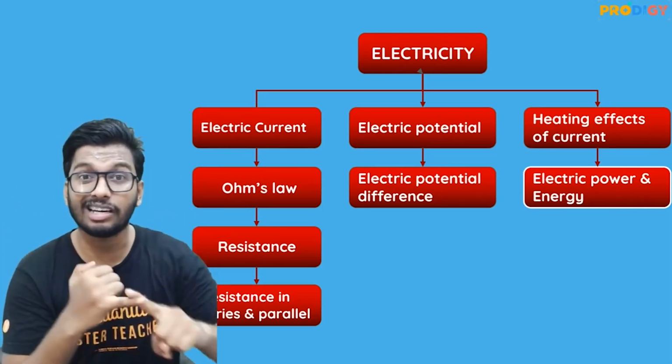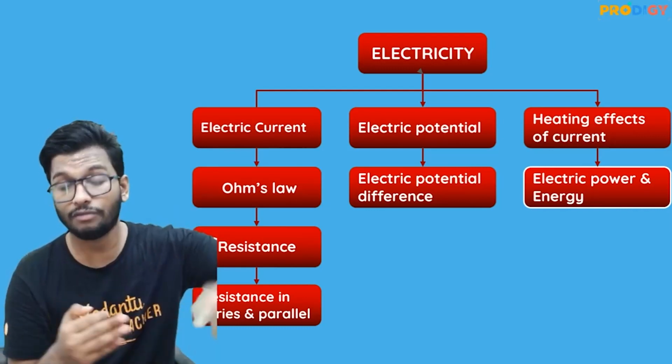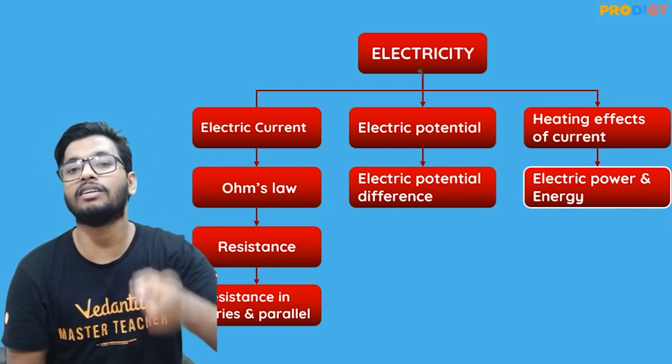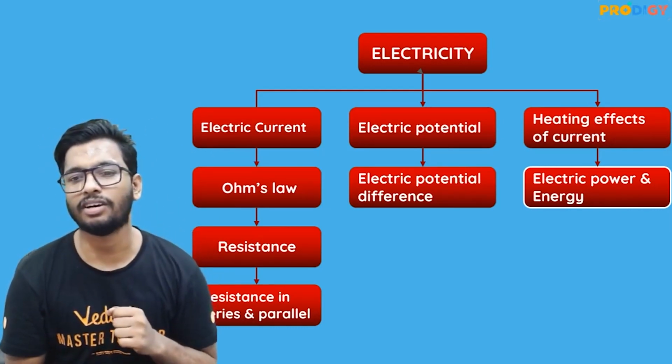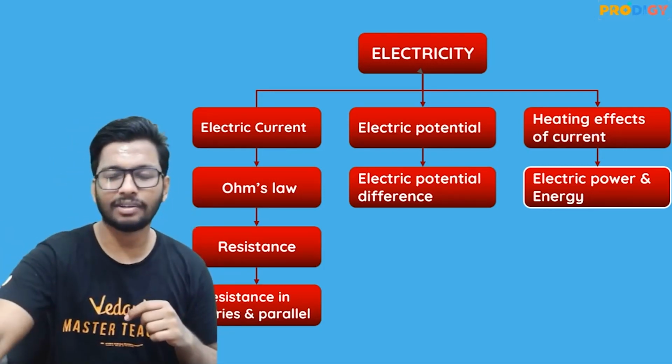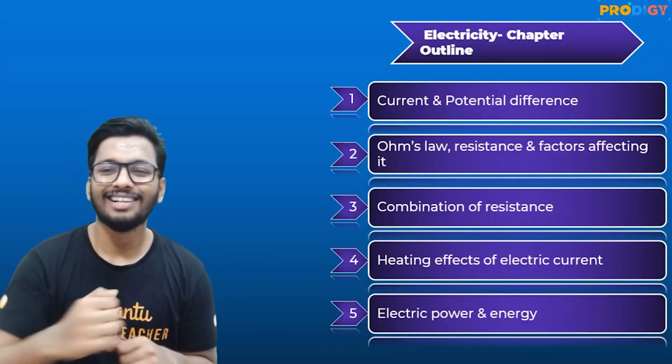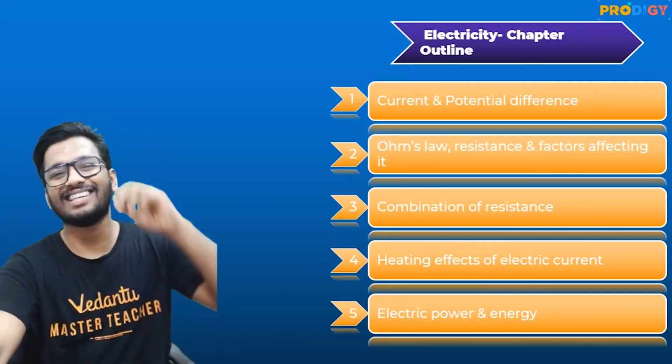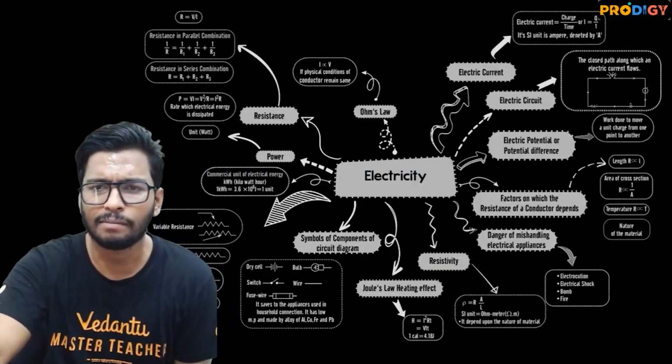Electricity: we talked about electric current, electric potential, what is electric potential difference, Ohm's law, resistance in series and parallel, heating effect of electric current, and electric power and energy. That was almost one breath. Anyways, let's get started with today's session without wasting any more of our valuable time.